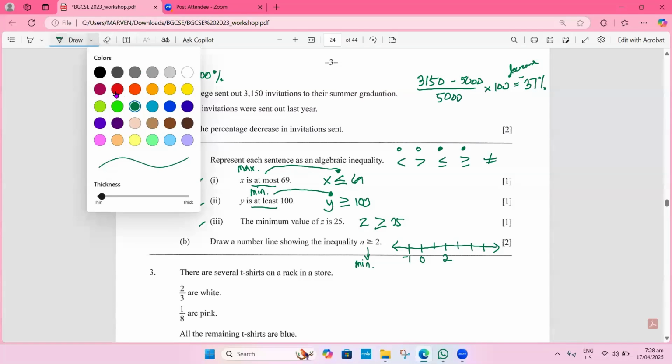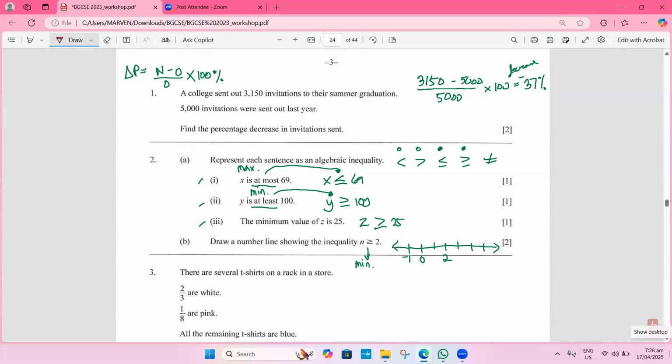So therefore, n is greater than or equal to 2 is a solid point at 2, which means it is part of the solution. And since it is the minimum value, it can go higher. So going to the right. Okay. So that's it. That's the illustration of n is greater than or equal to 2. Got it? Okay.